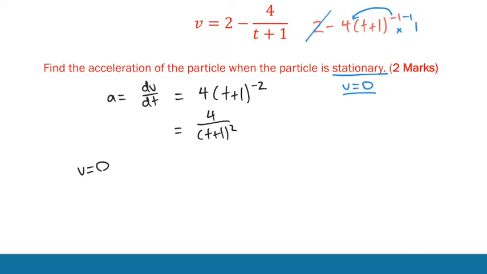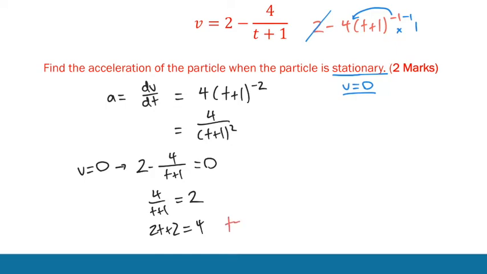We say v equals 0, and we solve this equation. This requires that 4 on t plus 1 is equal to 2. We get 2t plus 2 is equal to 4. And that simplifies quite nicely to t equals 1. So that is the time value we're looking at.